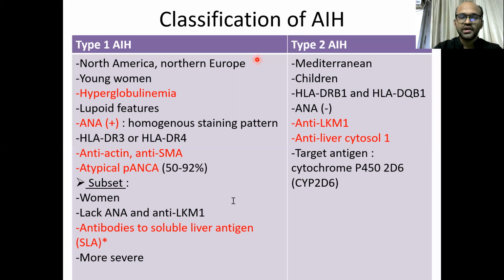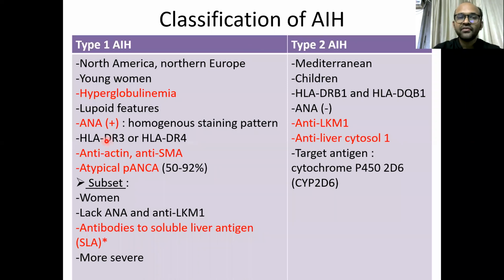What are the other two conditions in which ANA is positive in 100% apart from type 1 autoimmune hepatitis? Mixed connective tissue disease. Yes, one is drug-induced lupus, another is mixed connective tissue disorder. Very good. So these are the three conditions in which ANA positivity is seen in 100% of cases.